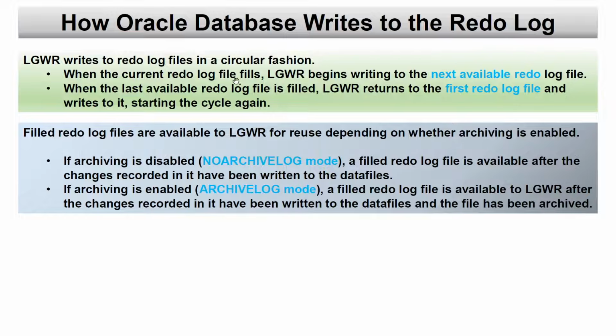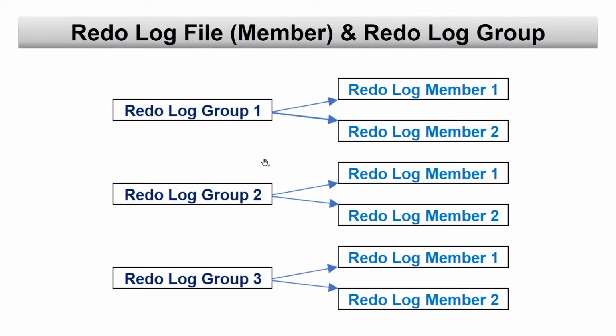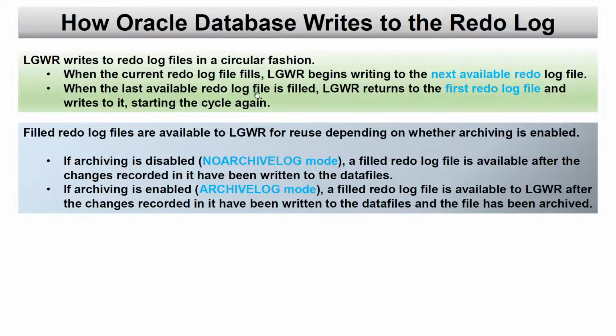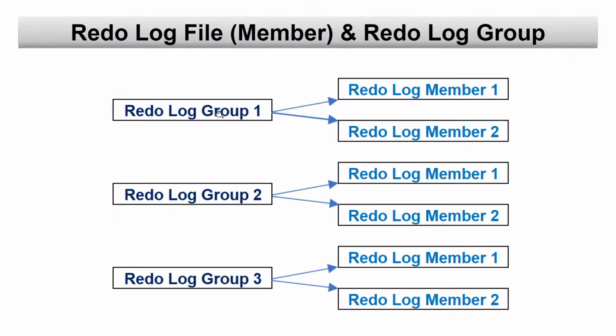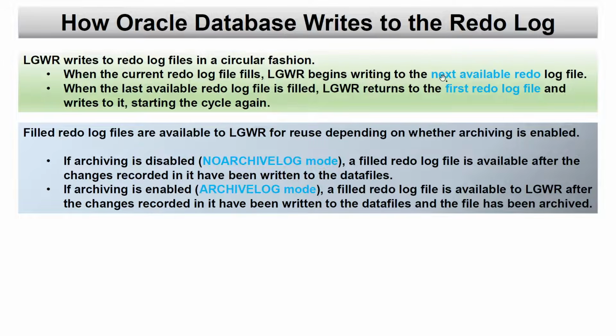When the current redo log fills, the log writer begins writing to the next available redo log file. If this redo log group is full, it will go to 2. If this is full, it will go to 3. When the last available redo log file is filled, LGWR returns to the first. So it will go to 1, then 2, then 3, and once this is done, it will go back to 1. This is what is explained here.